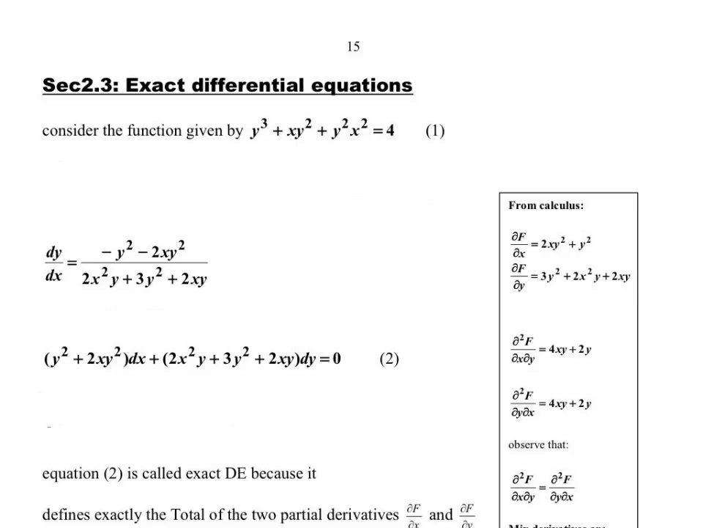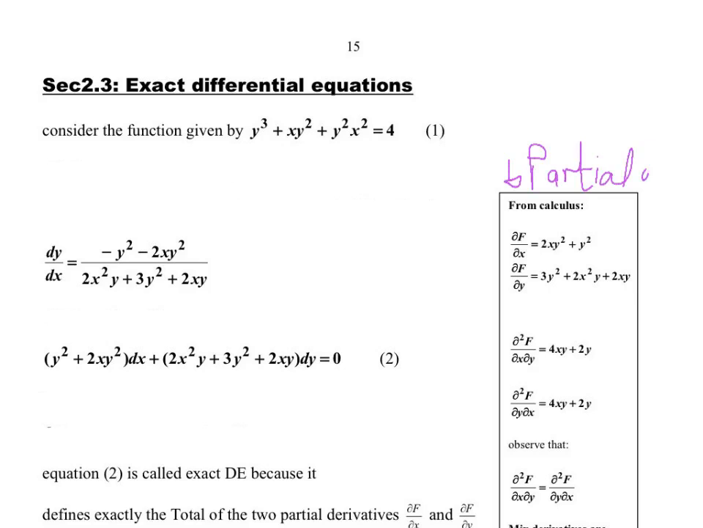Section 2.3 is method 3 for solving first order differential equations, which is called exact differential equations. Now, we're going to see what an exact differential equation is and how to solve it. But before we see that, we have to talk about partial derivatives, because it's going to be needed.